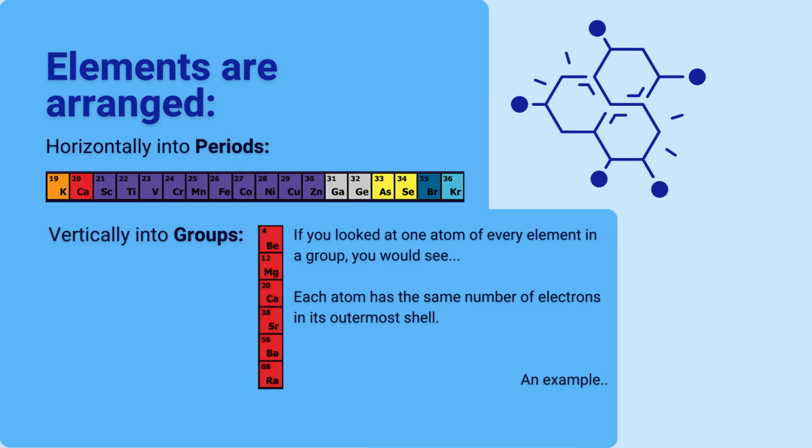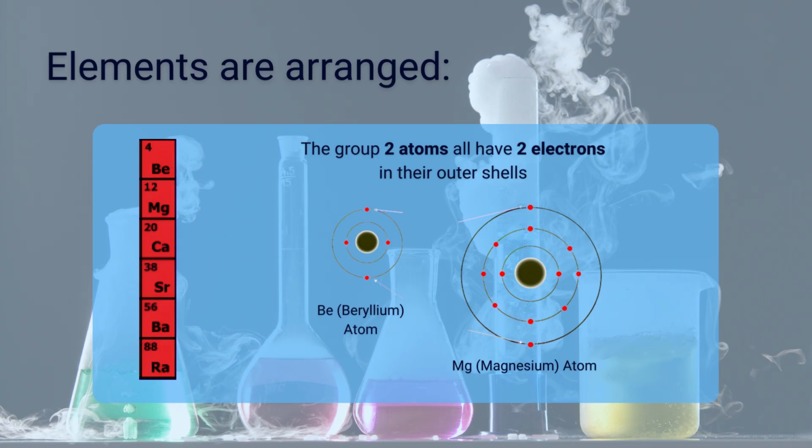Within a group, atoms of each element have the same number of electrons in their outermost shell, also known as the valence shell. In this example, the group 2 atoms all have 2 electrons in their outer shell. Arranging in this way is significant because the number of electrons in the valence shell determines an element's chemical properties and reactivity. Therefore, elements in the same group tend to have similar chemical properties and reactions.